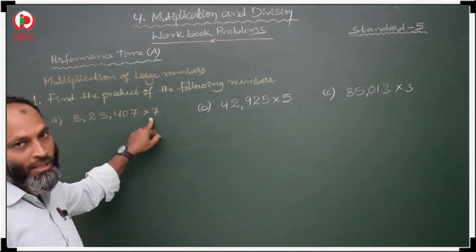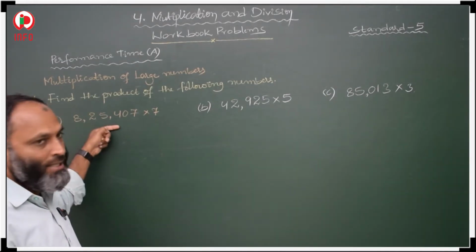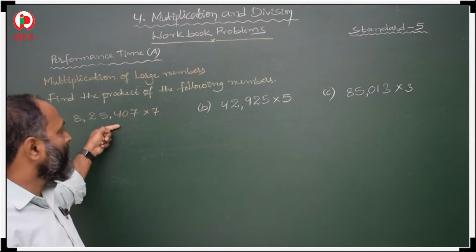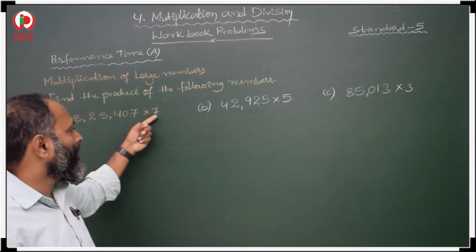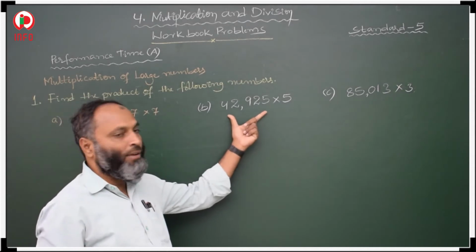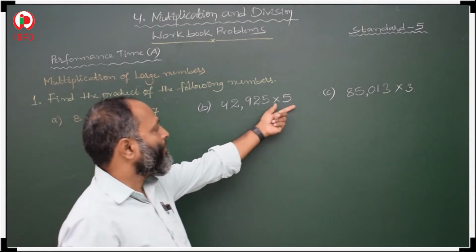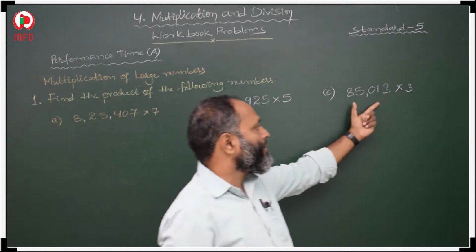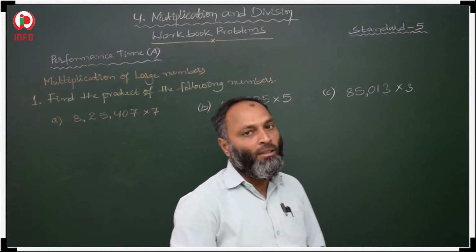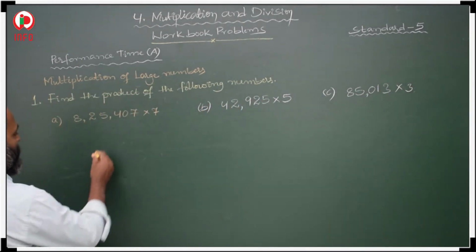8,25,407 multiplied by 7. This is a 6-digit number, a large number, so we multiply this large number with 7. Here this is a 5-digit number, so we multiply with 5. This is also a 5-digit number, so here we multiply with 3. First this one.